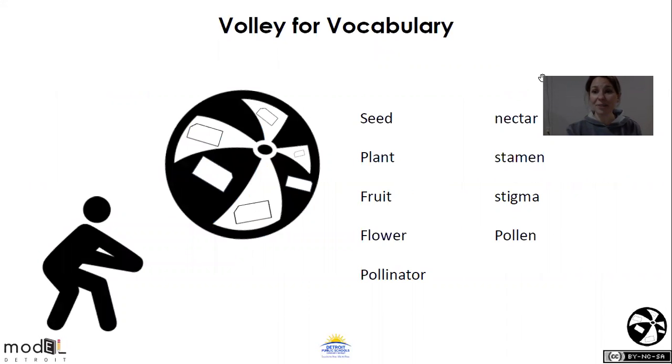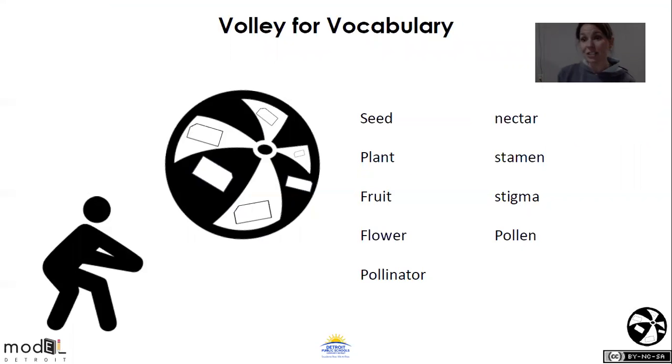Our volleyball vocabulary is going to look a little bit different than it would in school. In school, we would have an actual volleyball that we would pass around, and if it landed on you, you would be the one to say the definition. For today's lesson, I am going to put these vocabulary words on our Google Classroom, and I want you to think of a definition for each. The words we are going to be defining are seed, plant, fruit, flower, pollinator, nectar, stamen, stigma, and pollen.